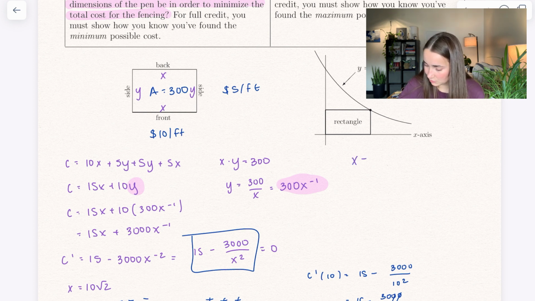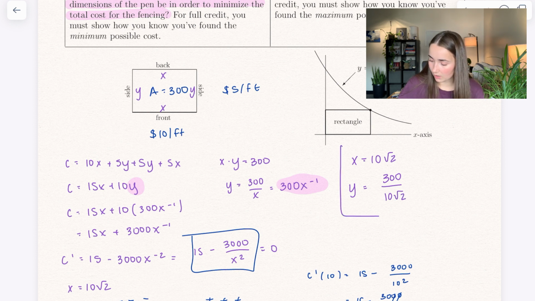So x is equal to 10 times the square root of 2. That means y is equal to 300 divided by 10 times the square root of 2. You could simplify that if you wanted to. This right here would give you full credit though. So that is the first optimization problem.